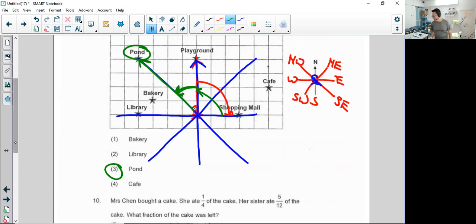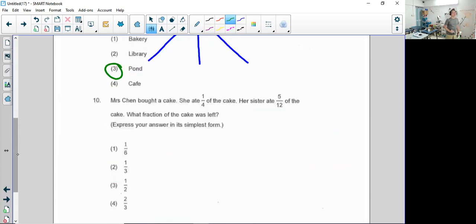Okay, so let me have a quick check on the answer key. Yes, correct, answer number 3. Okay, question number 10. Mrs. Chang bought a cake. She ate 1/4, and this fraction is talking about the cake. Her sister ate 5/12 of the same cake.